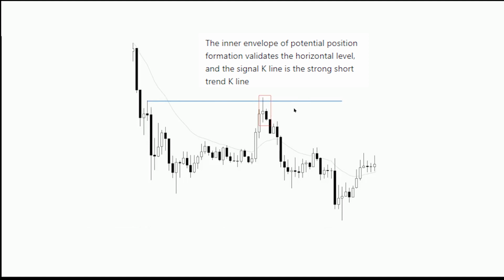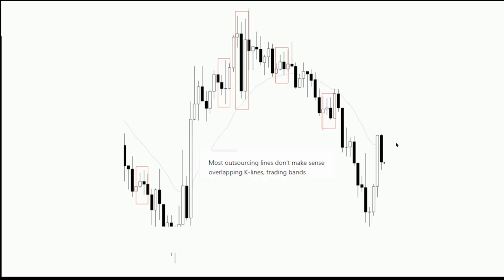Then, let's look at the outside bar K line, which is defined as the second K line whose high is higher than the previous K line, and whose low is lower than the previous K line. It is the second K line that wraps the first K line, and most outside bar K lines are meaningless, like the ones I circled on the chart. They are overlapping rows of K lines, which only represent the trading range, without any practical significance. Some outside bar K lines, though, represent a good position form.